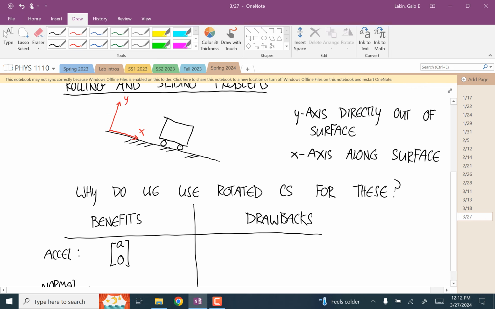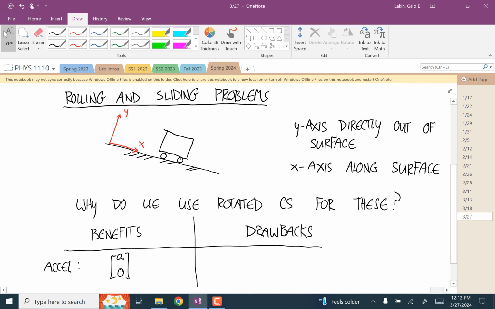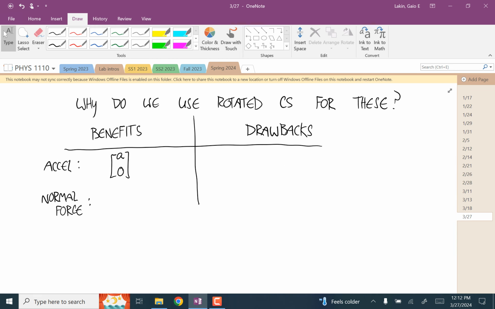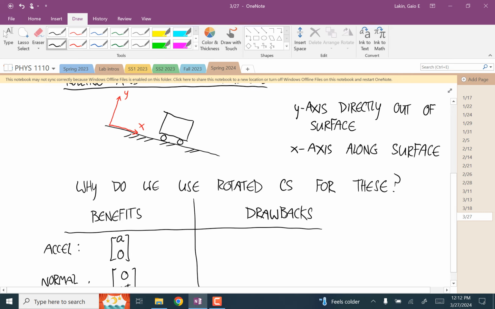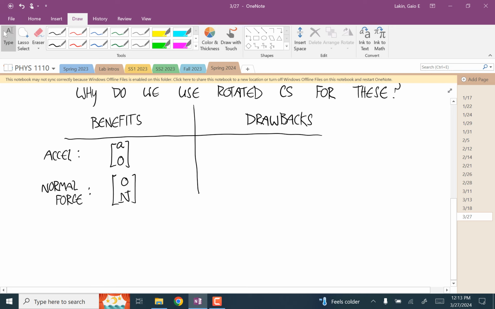And again, since the normal force is pointing towards the body straight out of the surface, we can always represent that as 0, N. Okay, so once again, this is simple, whereas if we had used a normal coordinate system for this, it would be a complicated mix of sines and cosines. Okay, so that's two benefits.